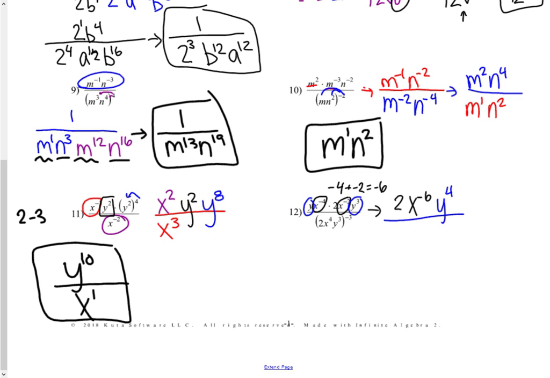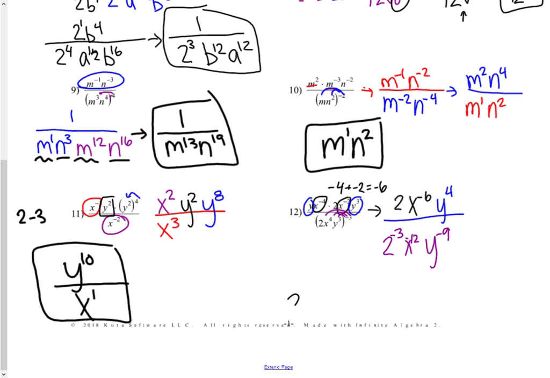In the denominator, I'm going to distribute the negative 3 to everything inside the parentheses. Remember, we distribute it to their exponents. So I have 2 to the negative 3, x to the negative 12, y to the negative 9. I'm going to move everything so that I have all positive exponents to work with.